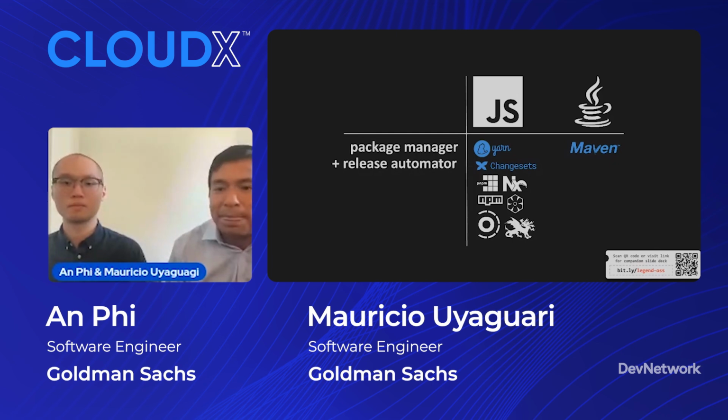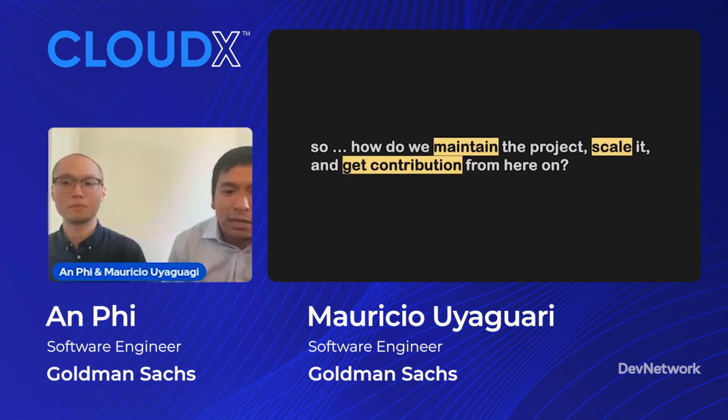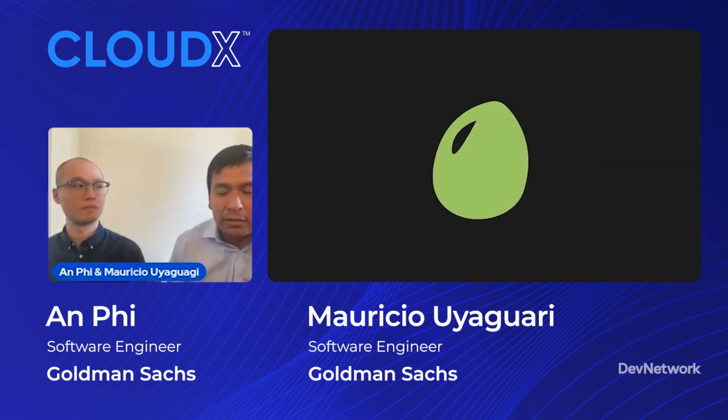So now that we've open sourced, our next step should be: how do we maintain the project, scale it, and get contributions, right? So we want to go back to our purpose. Our purpose of open sourcing Legend is to get the industry to work together to solve complex problems. So in order to do that, we have to provide external contributors with a stable set of extensions, right?